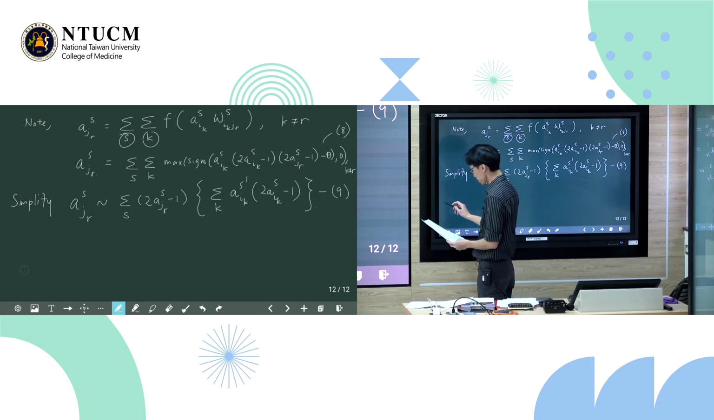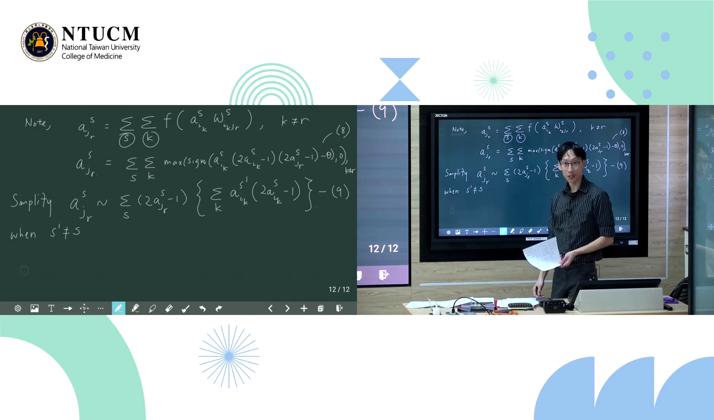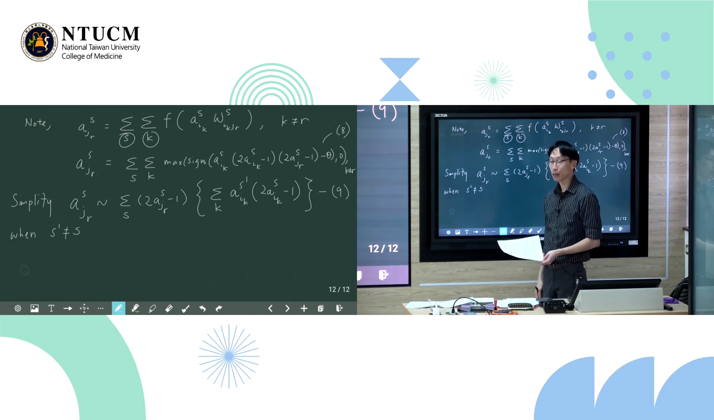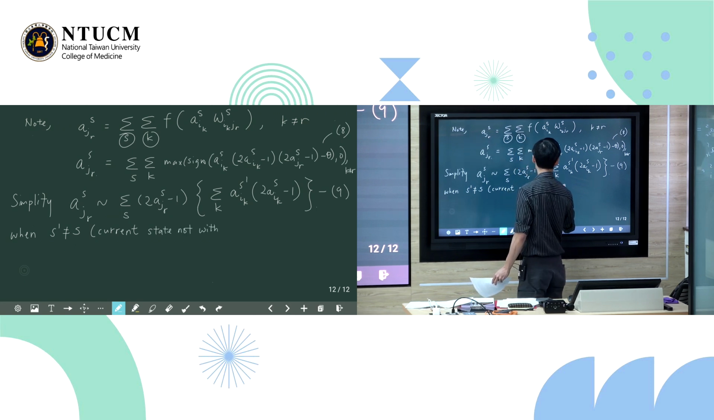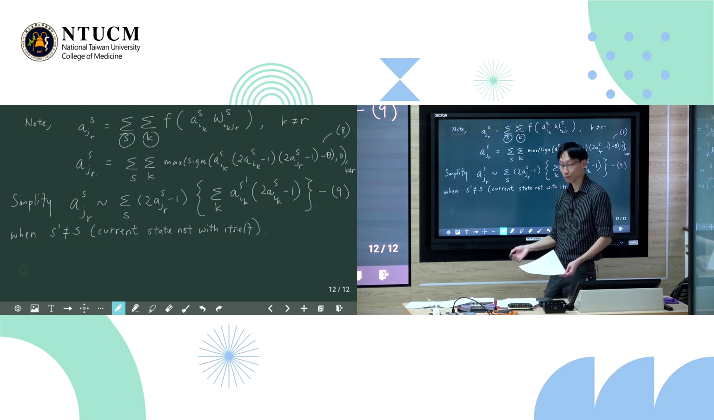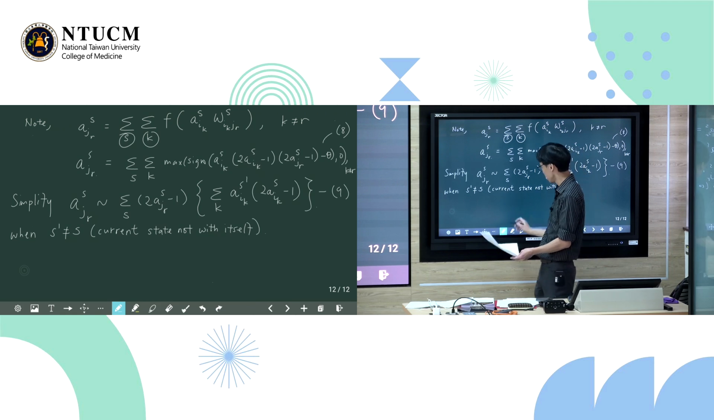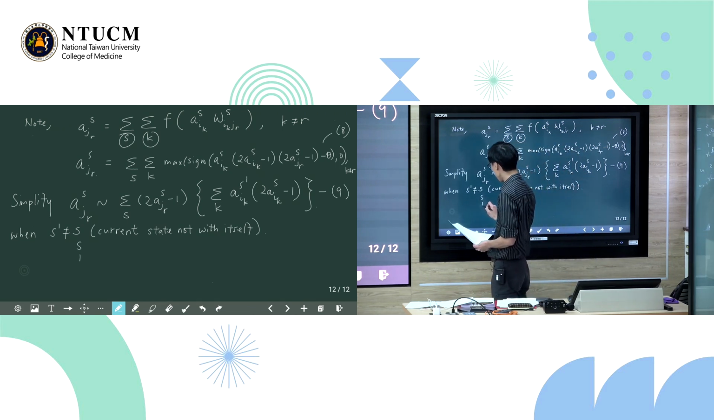Now, when S prime is not equal to S, in other words, when I am encoding cat, but not dog, not tree, not cotton plant, okay? Current state, not with itself. So not self, okay, not self, not auto encoding, right? Then I have 4 states, right?